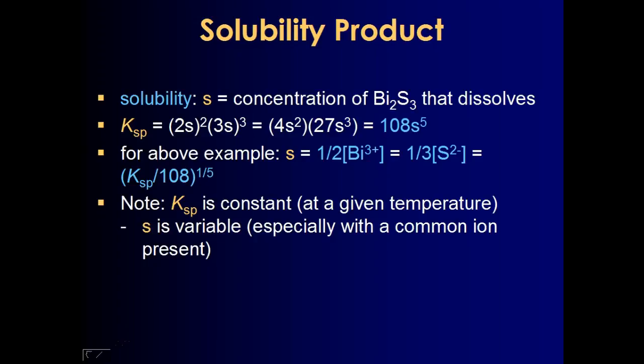So if we want to calculate what S actually is, we know it's half the concentration of the bismuth ions that were formed, and it's a third of the sulfide ions. Or it's the KSP over 108 raised to the 1/5. Because KSP is constant, it's going to make finding that solubility fairly simple. However, if you have one of those two ions present through a common source of bismuth or sulfur ions, the S can change. It can increase or decrease based on if something is added or removed from your mixture.